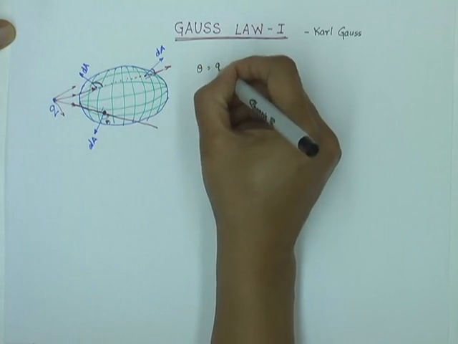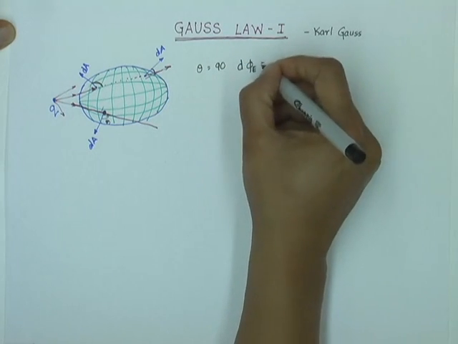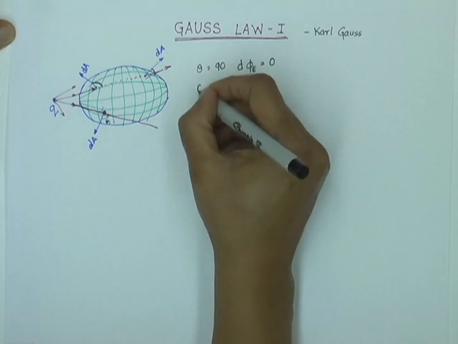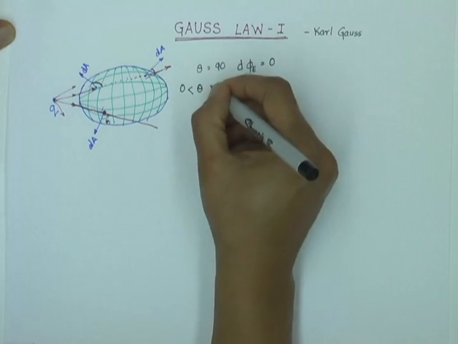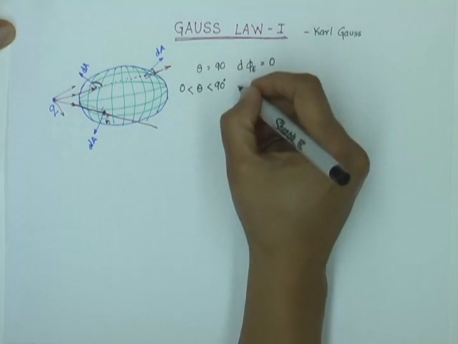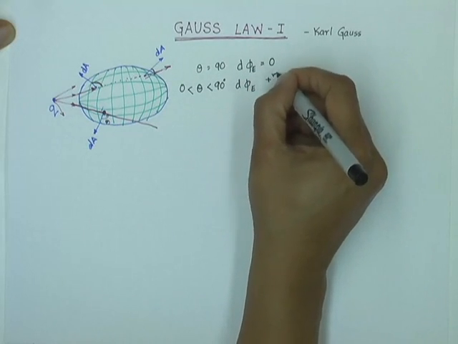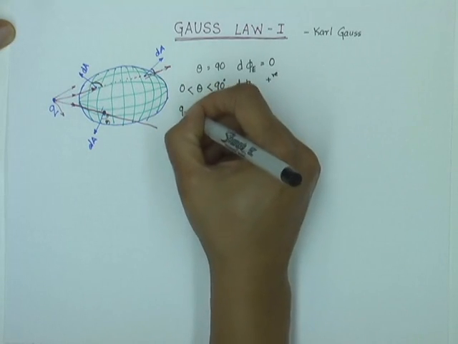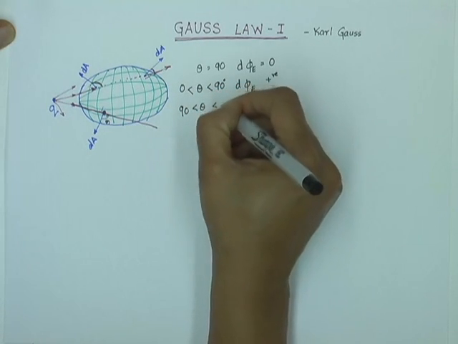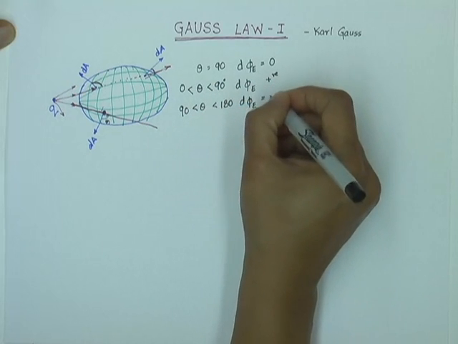Theta will either be equal to 90, and my phi e, or more correctly d phi e, will be equal to 0. Theta is going to be between 0 and 90 degrees, which are elements like these, and so my d phi e is going to be positive. And theta is going to be between 90 and 180 degrees, and so my d phi e is going to be negative.